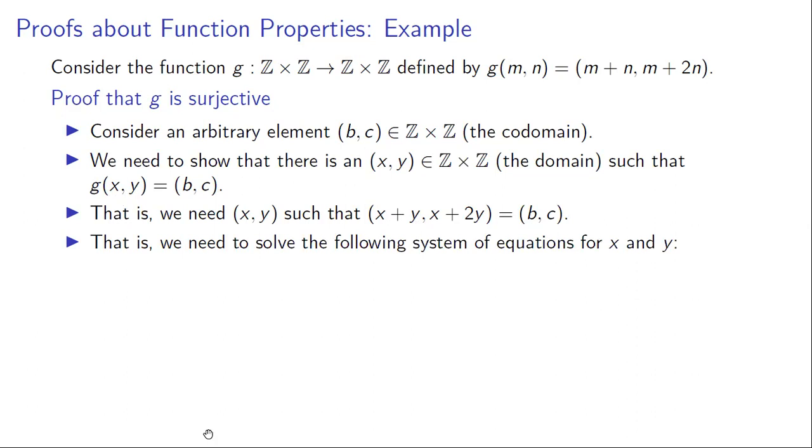That is, we need to solve the following system of equations for x and y. In other words, we know that x plus y is equal to b. And we also know that x plus 2y is equal to c. So we need to solve this system of equations for x and y. We're trying to find the ordered pair x comma y, so we need to solve first for x and y, and then we'll put it together in a pair.